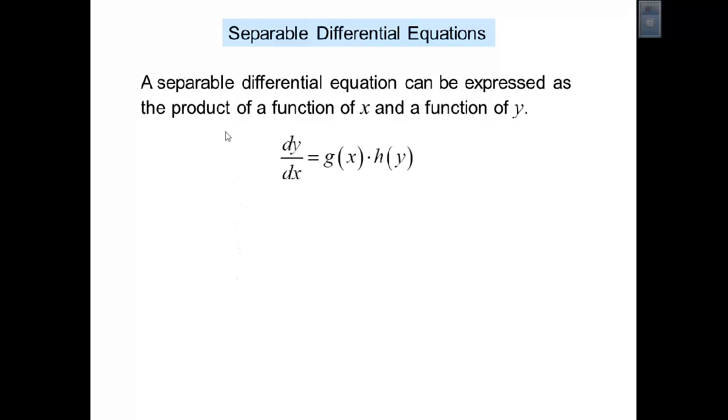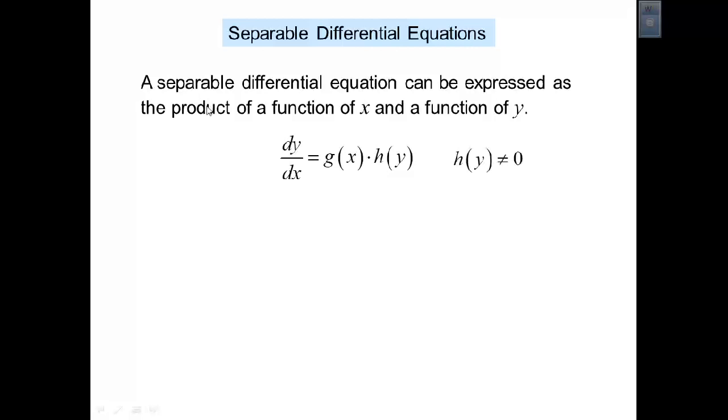All right, the next topic we're going to look at is called separable differential equations. And we talked a little bit about this. A differential equation is just an equation that has a derivative in it. And then you're actually working backwards to solve for y. So a separable differential equation can be expressed as the product of a function of x and a function of y. This is just the separable type.